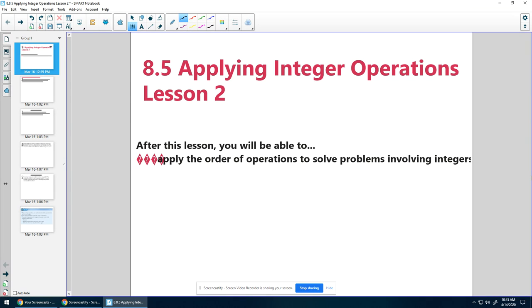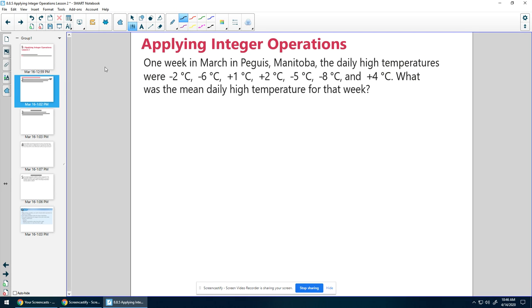We are going to continue on with 8.5, Applying Integer Operations, lesson number 2, aka part 2. And we are going to use the knowledge that we have from our previous lesson that I posted on Monday to apply to problem-solving type questions. So let's just jump right in.